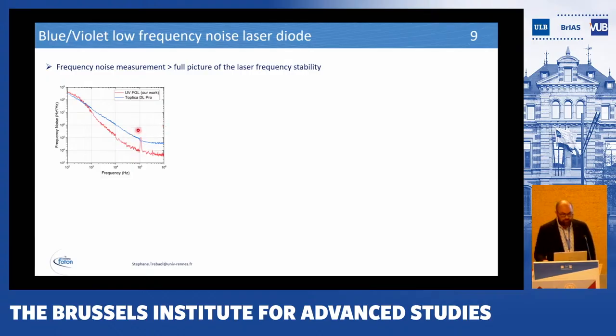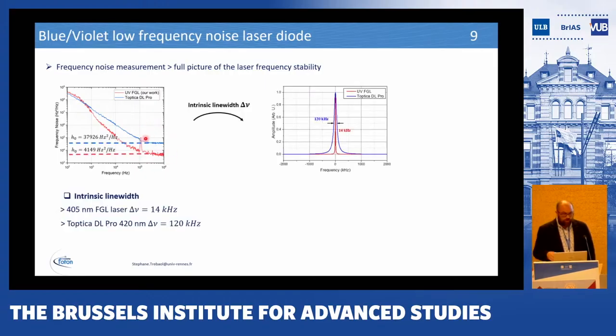So first, let's have a look at high frequency, where you can see we have a plateau. And from this plateau, we can extract the white noise contribution of the laser. And by integrating this noise, we can estimate the intrinsic linewidth. And you see that we gain 1 order of magnitude with respect to a Toptica DL Pro, reaching tens of kilohertz.